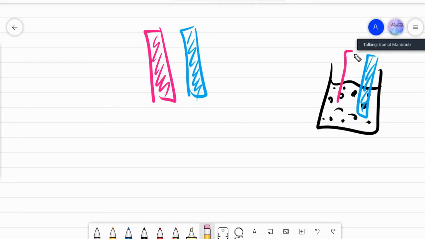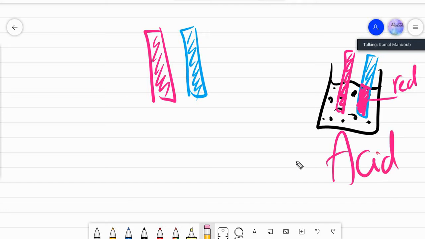If the blue one turns to red, it means that it is acid. If this one turns to red, it means acid. Focus on this, please, guys. If the blue one turns to red, the liquid is acid.